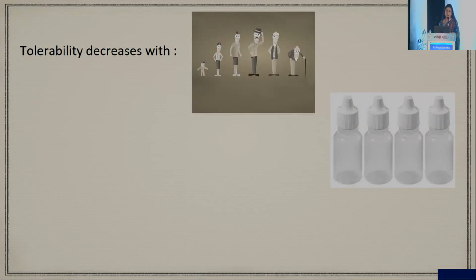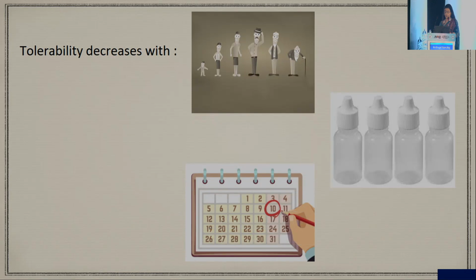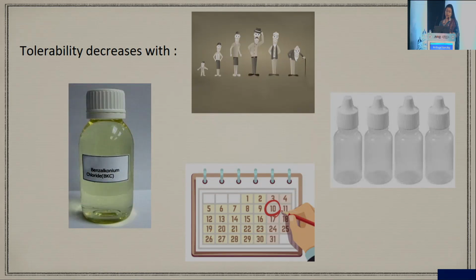The tolerability of drugs overall decreases with increasing age of the patient. More the number of drugs and more the number of bottles the patient is using, more the duration of therapy, and with the presence of benzalkonium chloride in the composition.